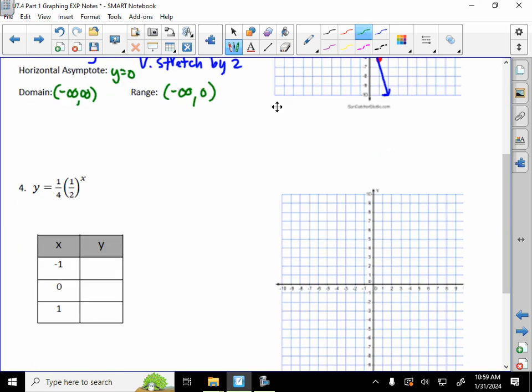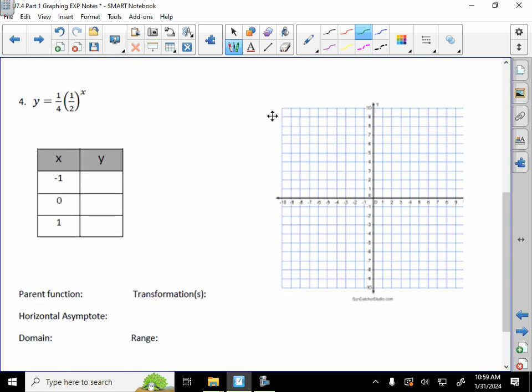All right, and then let's go ahead and do this last one. y equals 1/4 times 1/2 to the x power. Okay, so our parent function will be y equals 1/2 to the x. This has a transformation that's being multiplied by 1/4, so that means it's a vertical shrink by 1/4. And shrinking because 1/4 is less than 1.